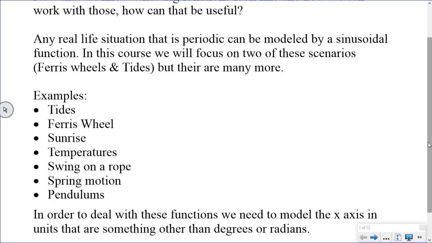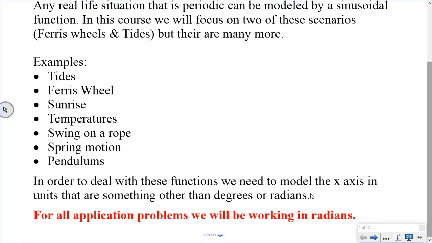So in order to deal with these functions, we're no longer going to be dealing with an x-axis that's going to be degrees or radians. We're going to have to take that x-axis and change it into some other units, whether that unit is distance or time or whatever the case may be. So for these questions, we're going to be talking about time. With the tides questions, we're going to be talking about the height of the tides over a period of time. With the Ferris wheels, we're going to be talking about the height off the ground, usually over, again, a period of time. But what we're going to do for all of these questions is whenever we're trying to figure out what our b value is supposed to be, we're going to consider radians and not degrees.